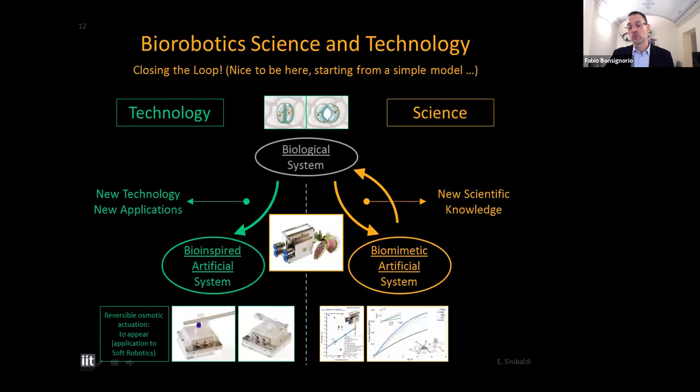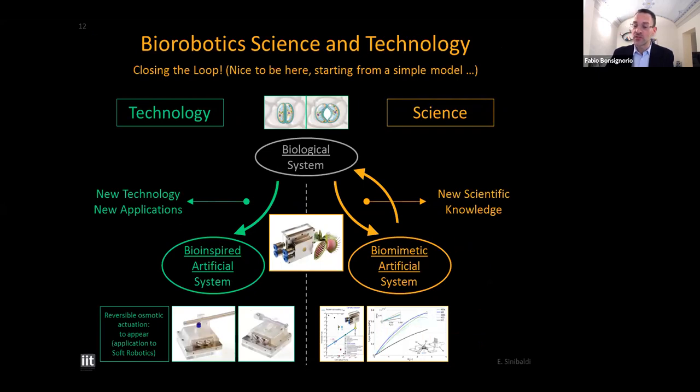So just to wrap up, we started from a natural model, the plant cell. And by a simple model, we derived a bioinspired artificial system, our actuator. We could demonstrate some actuation and new applications, so new technology. By the way, so far I just showed you irreversible actuation. Whenever I load the salts, my osmotic actuation chamber starts and I cannot stop it, based on what I've shown so far.